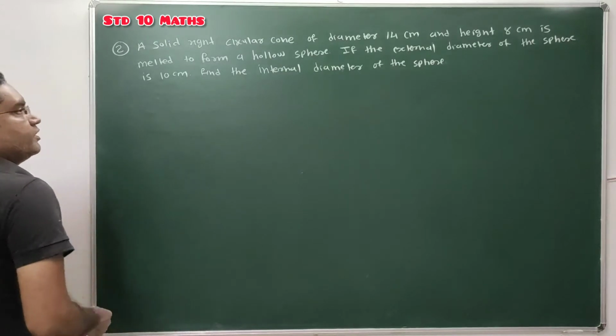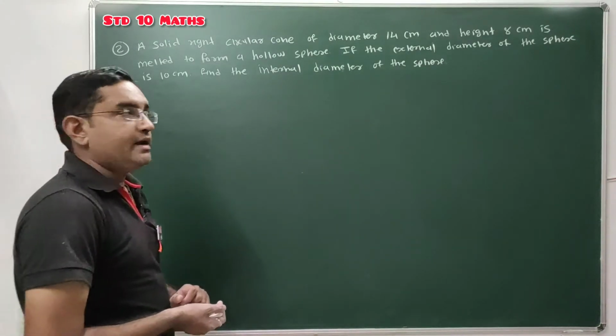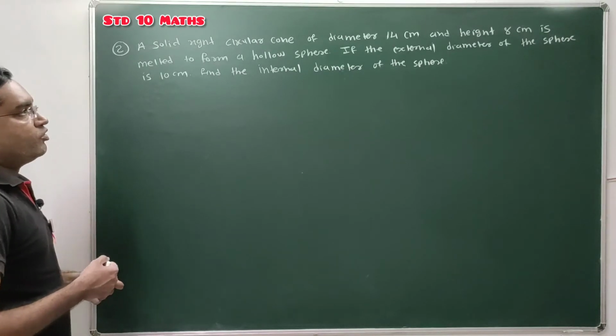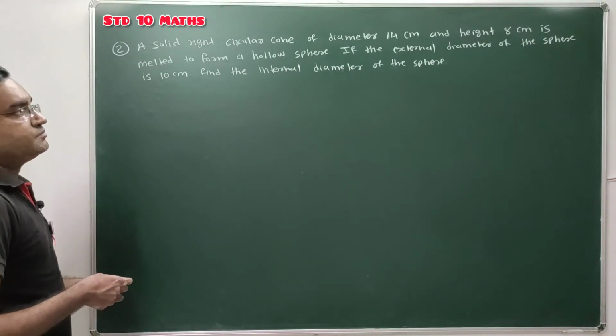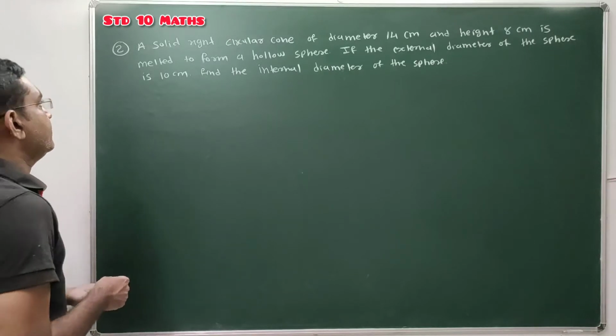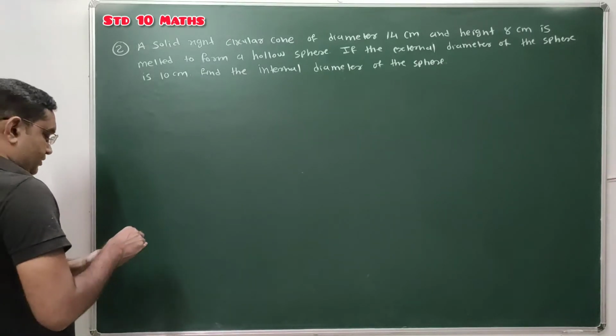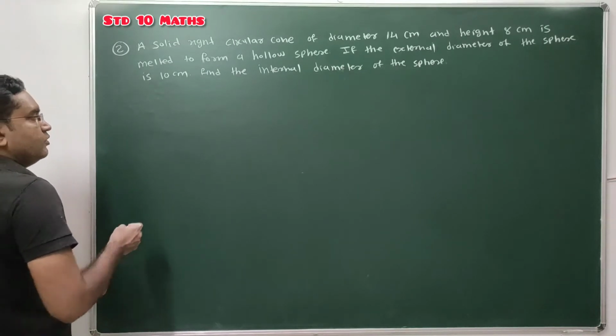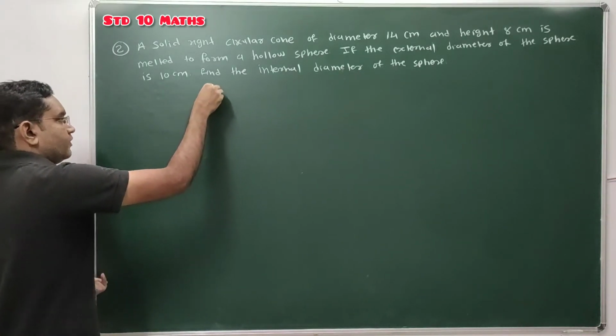Okay students, now question number 2. A solid right circular cone of diameter 14 centimeter and height 8 centimeter is melted to form hollow sphere. So it's a conversion of solid. This is the example related to conversion of solid. What you have to convert?